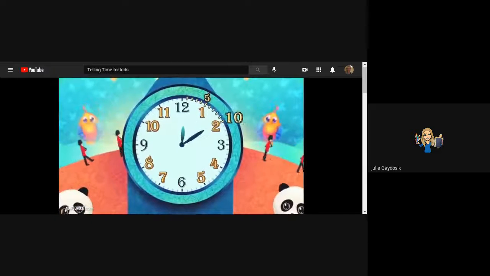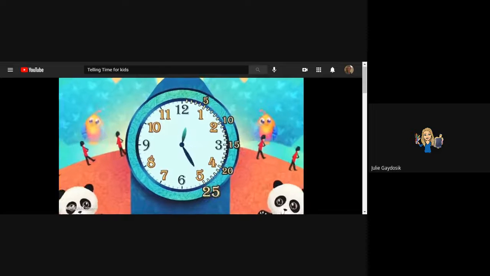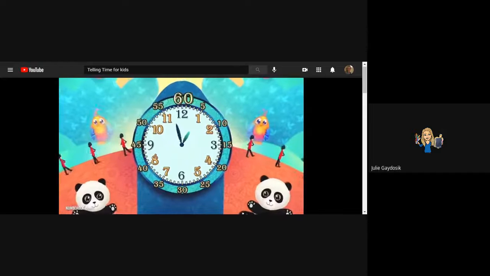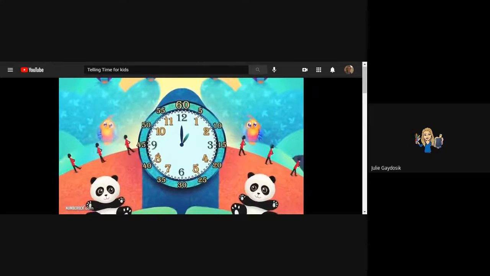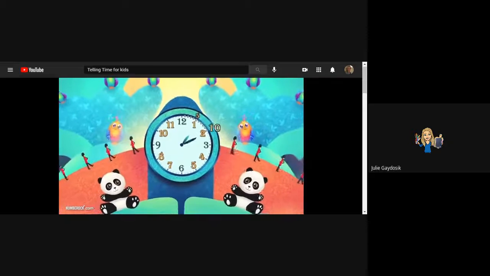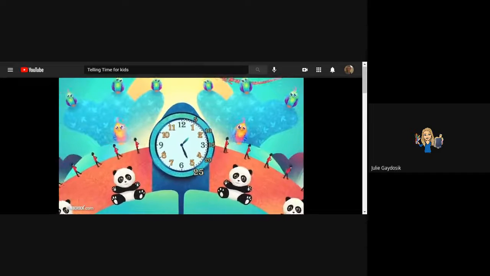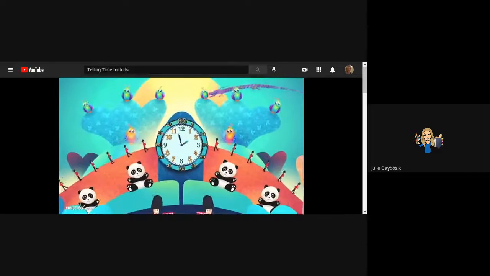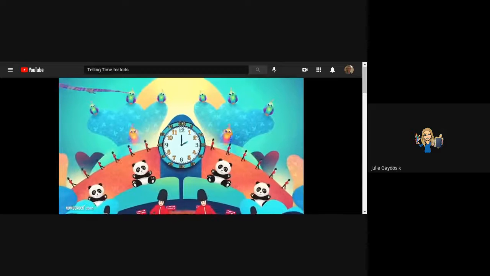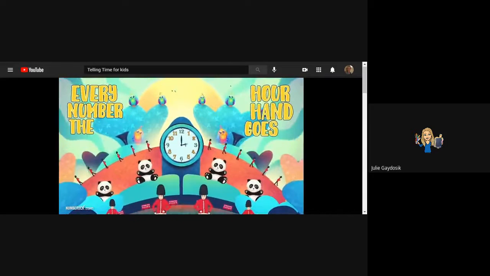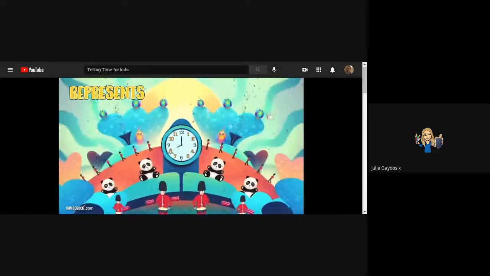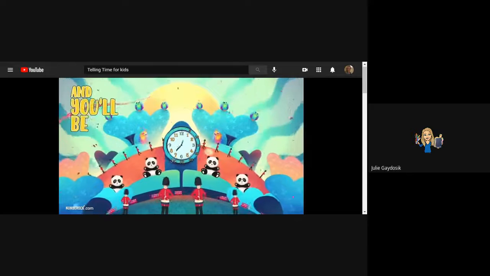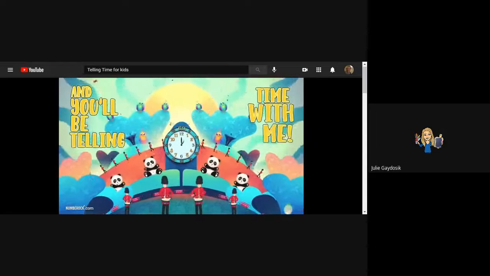We count 5, 10, 15, 20, 25, 30, 35, 40, 45, 50, 55, 60 minutes on each clock we see. Every number the hour hand goes by represents 1 hour of time. We count the minutes out of 60, and you'll be telling time with me.